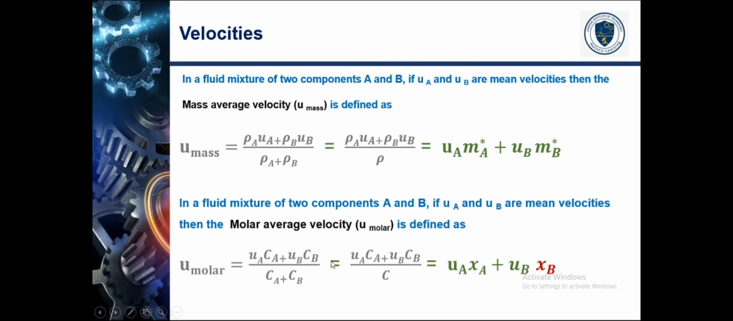Then further, dividing the numerator and denominator, we will get UA into CA by C, which gives XA. Here what is XA? XA will represent mole fraction of the species A. In the same way, CB by C will represent XB. What is XB? XB is mole fraction of species B. So with the help of these formulas, we are able to find mass average velocity and molar average velocity.